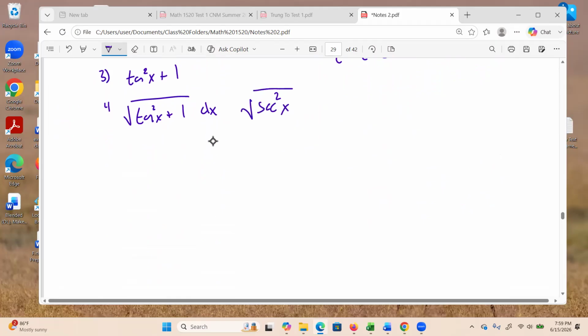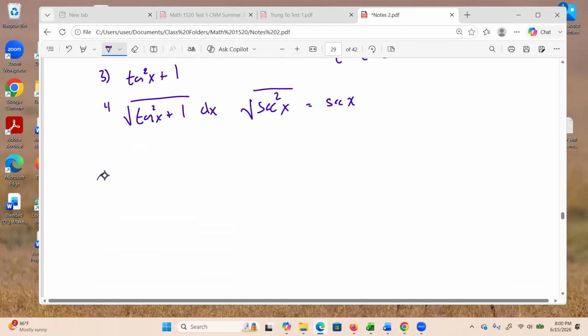Now, remember, I pointed out that we're going from 0 to pi over 4, and everything is positive, so we don't have to worry about absolute values. The square root of a square should be in absolute values, but since we are only going from 0 to pi over 4, that's always going to be positive. We're just going to end up with secant. Okay, so here we go.